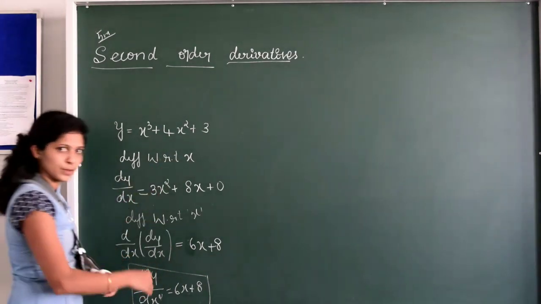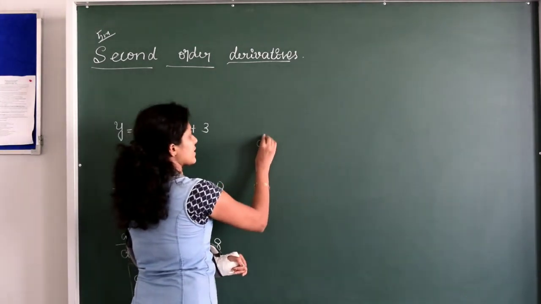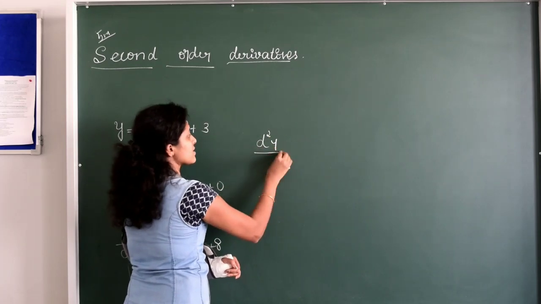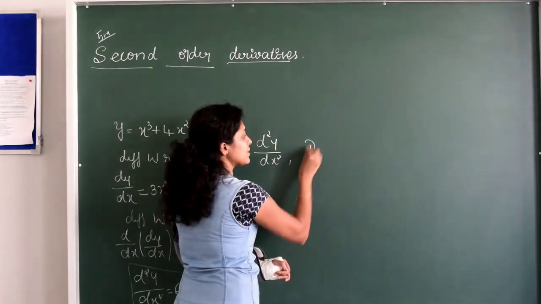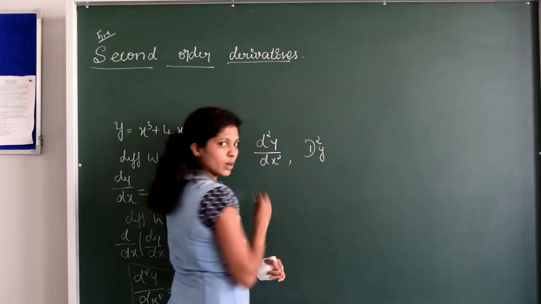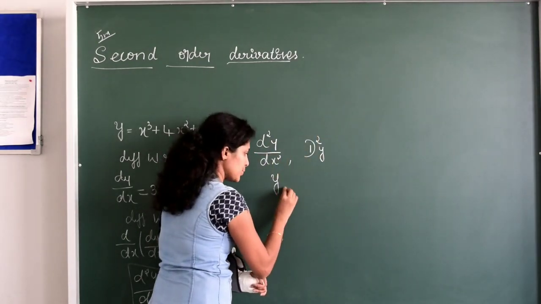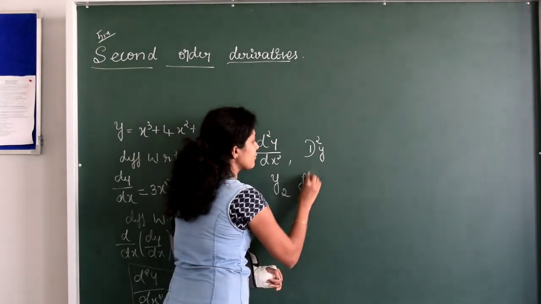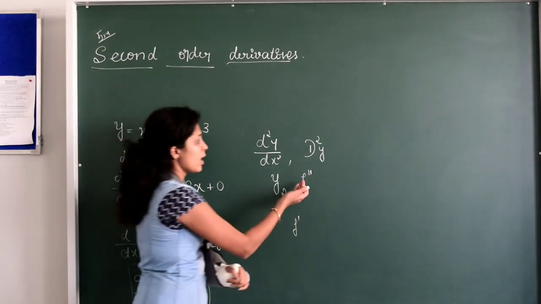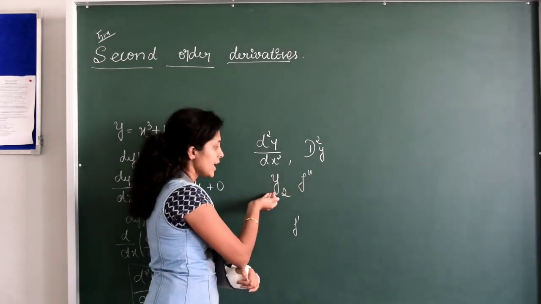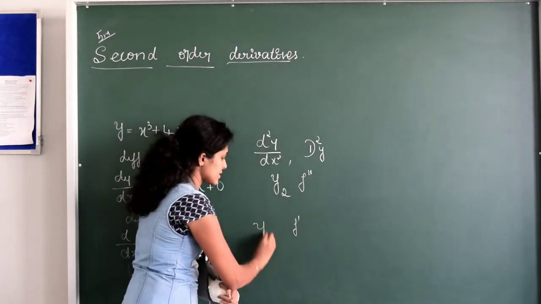And another way of representing, one way is we can write the second order derivative as d square y by dx square, or we can write y2, or we can write f double dash. If it is f single dash, then it is called the first order. F double dash means second order. Here y2 is there, y1 means it is the first order.